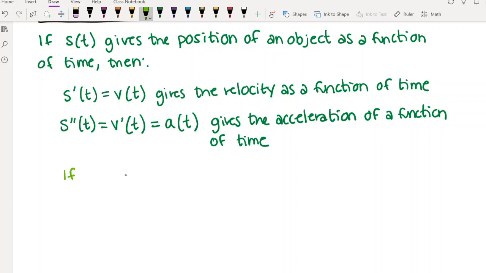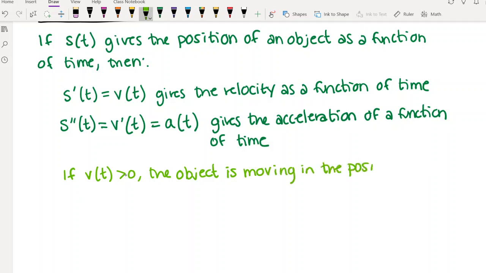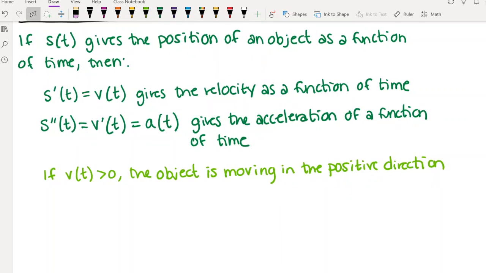So in general, if the velocity is positive, the object is moving in the positive direction, however that has been defined. So in our last example, we would count up as being the positive direction, but in our next example, it will just be forward and backward. If the velocity is negative, the object is moving in the negative direction.